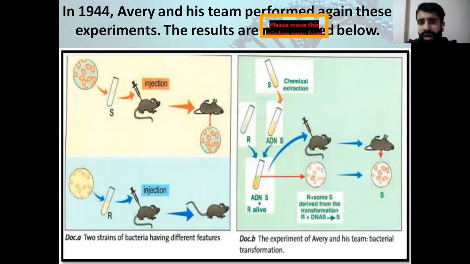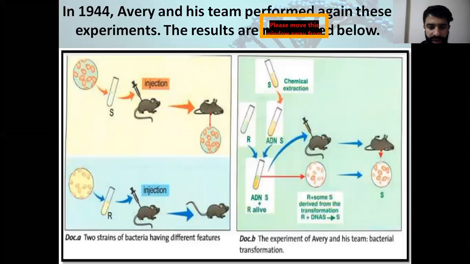In 1944, Avery and his team performed this experiment again. The results are shown below, and they show us two strains of bacteria with different features. When we inject type S, the smooth one, into the mouse, it died. While after injection of type R, the mouse survived. Document B, the experiment of Avery and his team, the bacterial transformation.